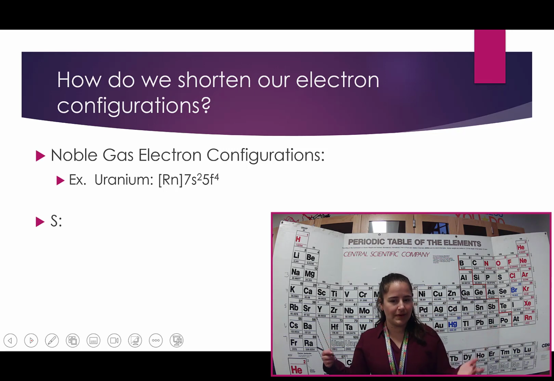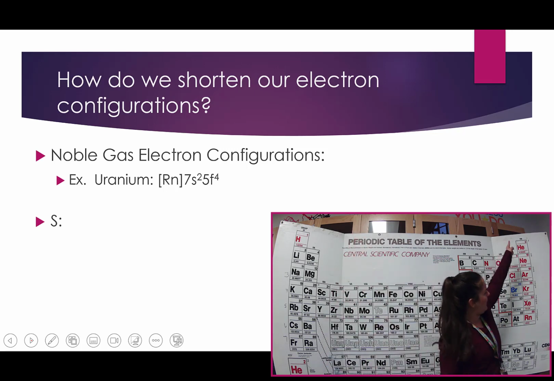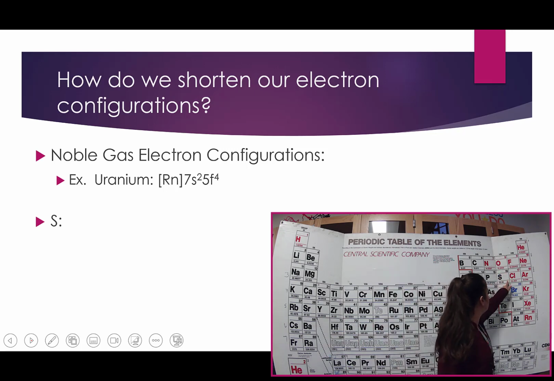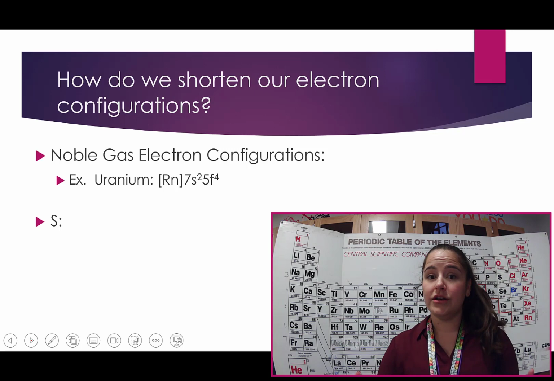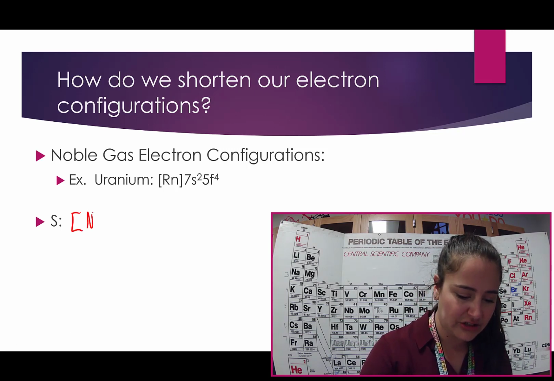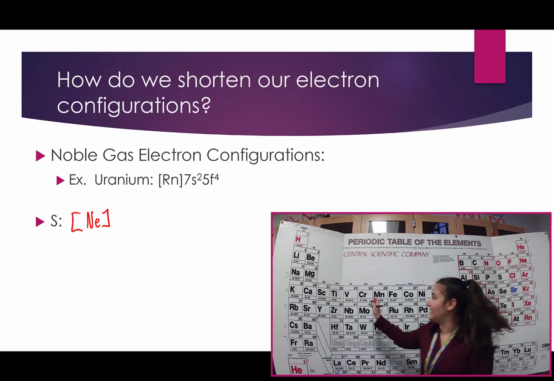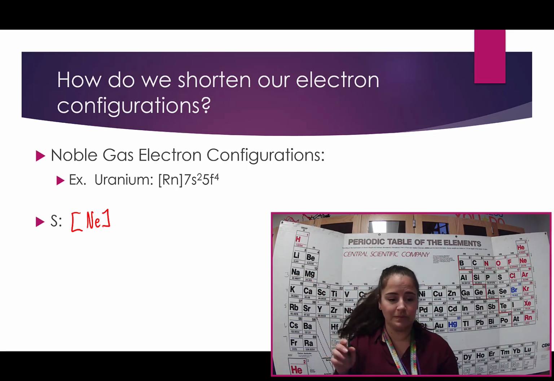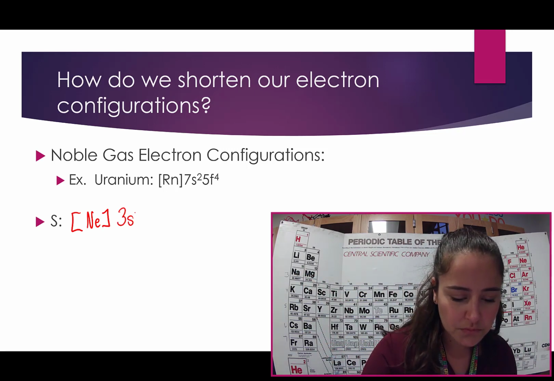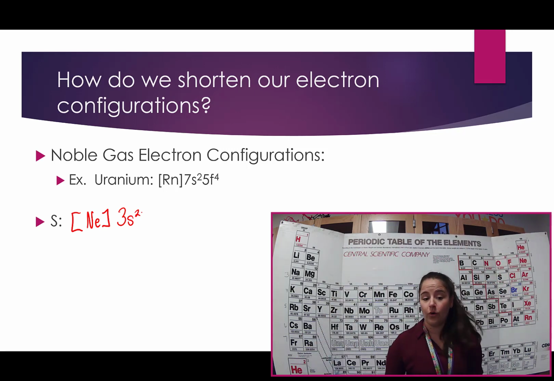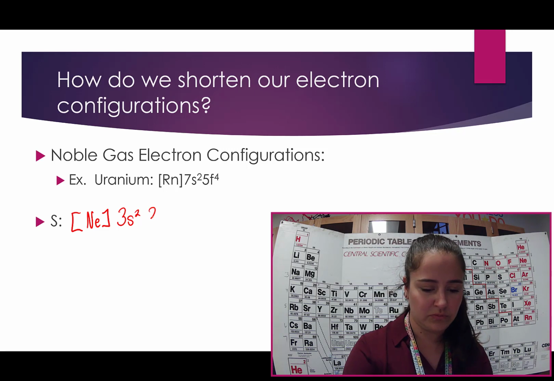So let's try it for sulfur, okay? Well, who is the noble gas? Reminder, that's our group 18 elements, okay? Sulfur is right there. The noble gas above it is neon. So we say, hey, sulfur has electrons just like neon's. But then it also has the 3s2 and the 3p4 electrons.